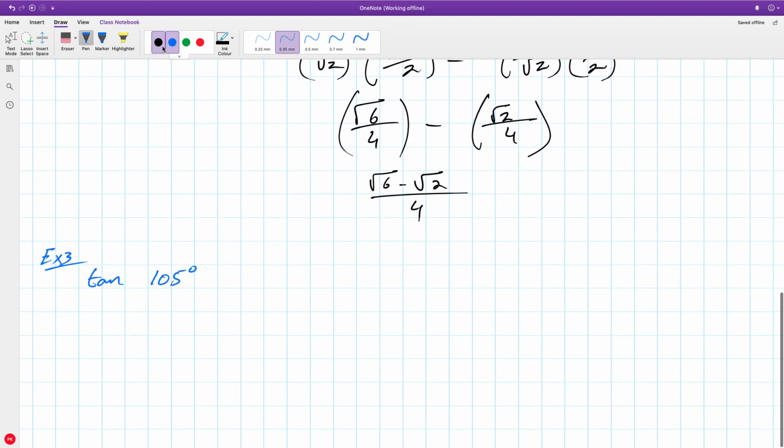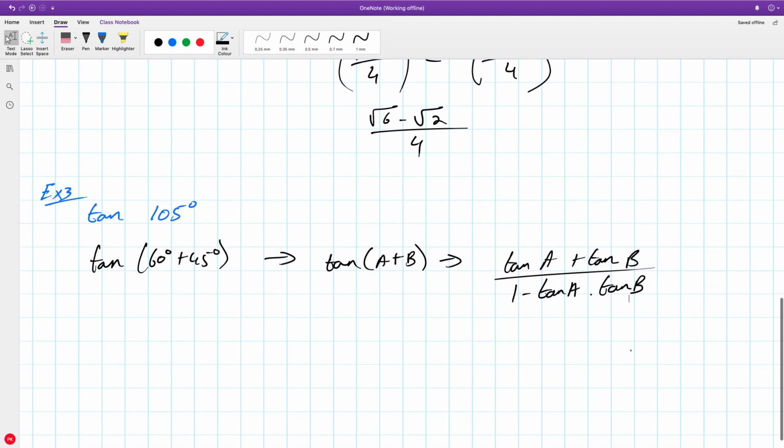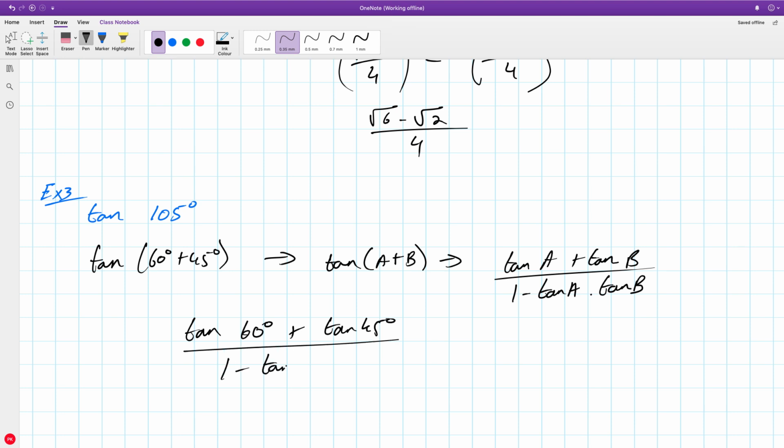Let's have a look at it. So that is the tan of, we said, 60 plus 45, which is the tan of A plus B, which is tan A plus tan B over 1 minus tan A by tan B. So that is the tan of 60 degrees plus the tan of 45 degrees all over 1 minus the tan of 60 degrees by the tan of 45 degrees.